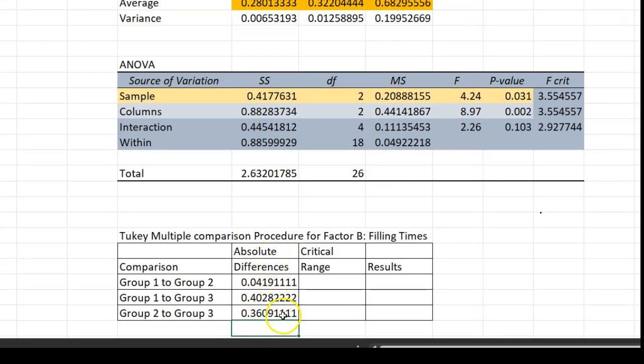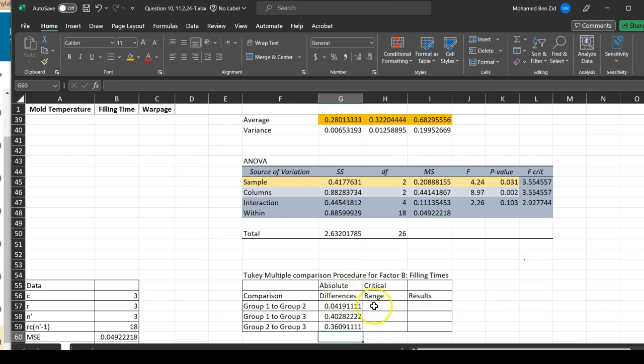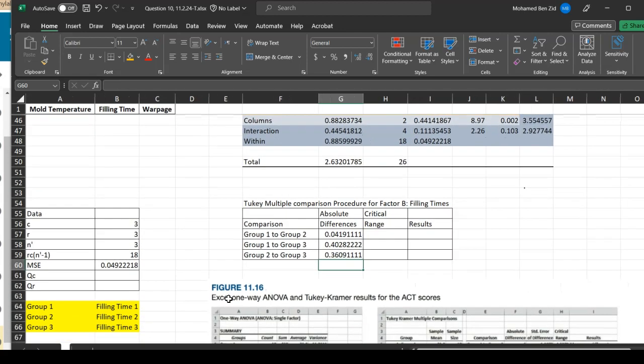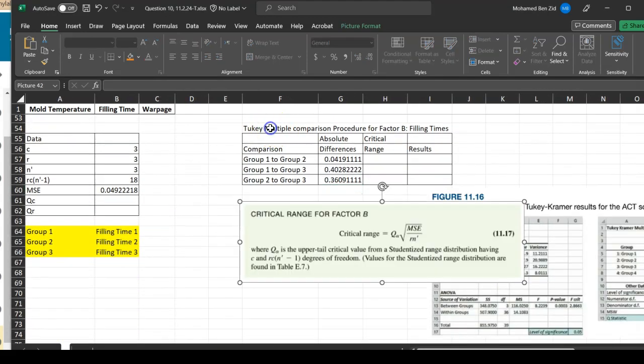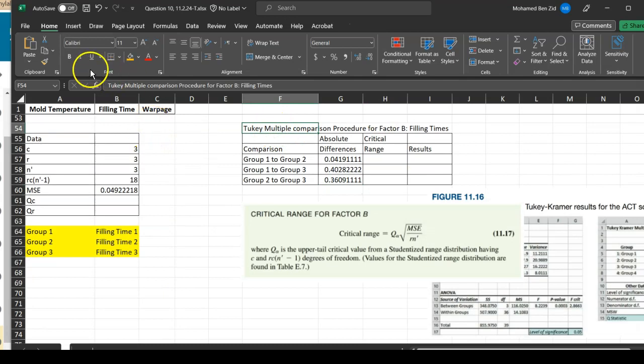So this is the difference. Now we're going to compare the difference with the critical range. So let's get into the calculation of the critical range. As I mentioned earlier, we are doing the procedure for factor B, that's the columns, all right? And factor B is the columns.